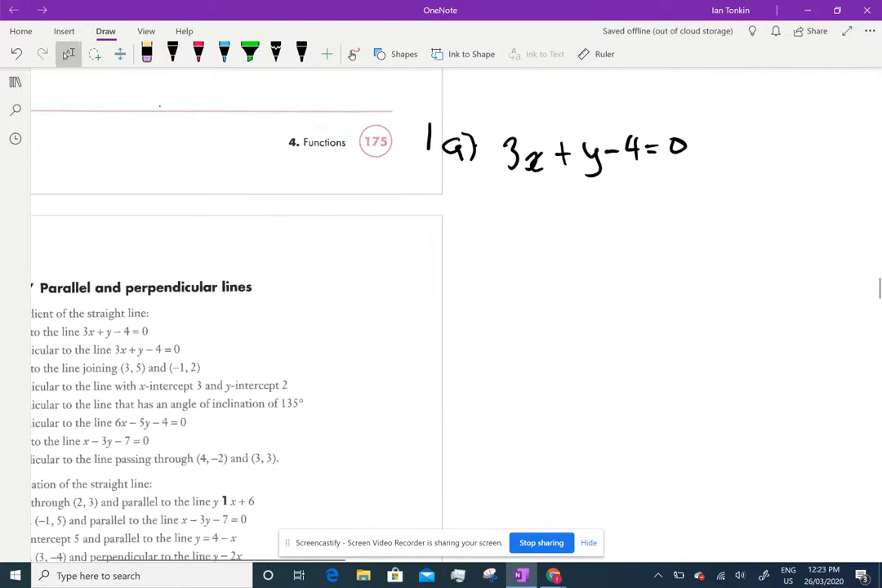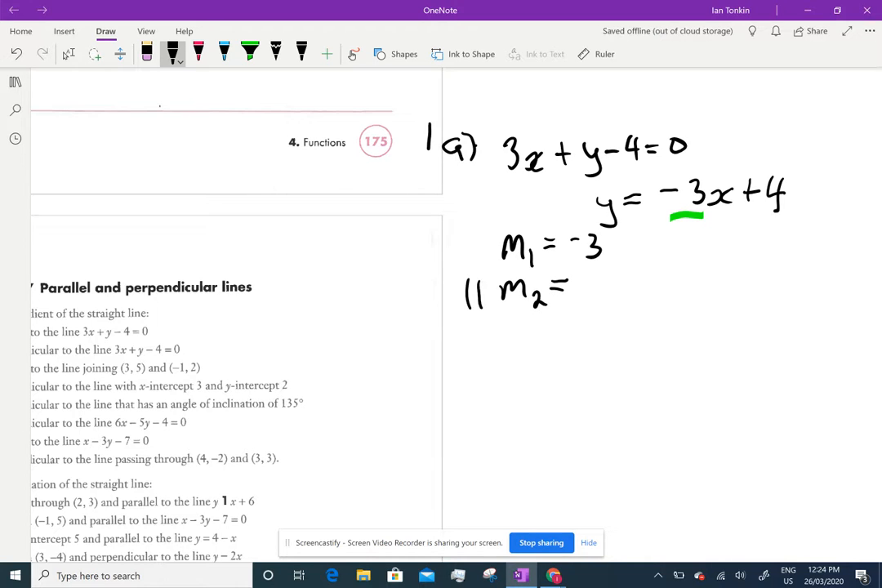I need to get that in gradient form. So I'm going to take the 3x over the other side, so minus 3x. I'm not even really worried about the 4, but I'll do it properly anyway. I'll take over the 4. And there's the gradient of that line. So therefore, if M1 equals -3, then M2, which is parallel, also equals -3. Okay, let's have a go at B.